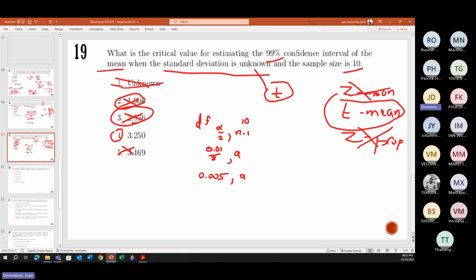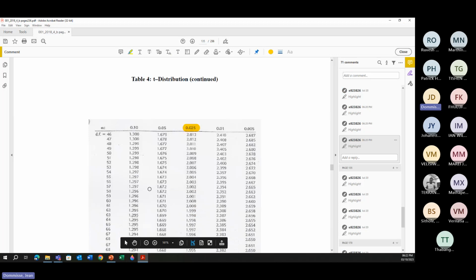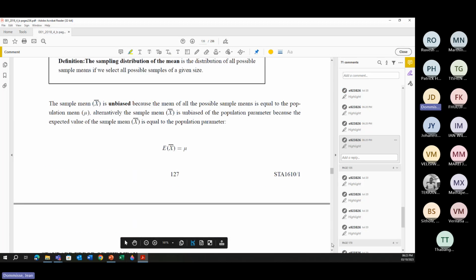So, yes, question. Could you calculate this if the standard deviation is known, given? So when the standard deviation is known, we would have said, okay, when it's a Z, then because standard deviation is known, it's a Z, we still work with 99%. I would have used that table.